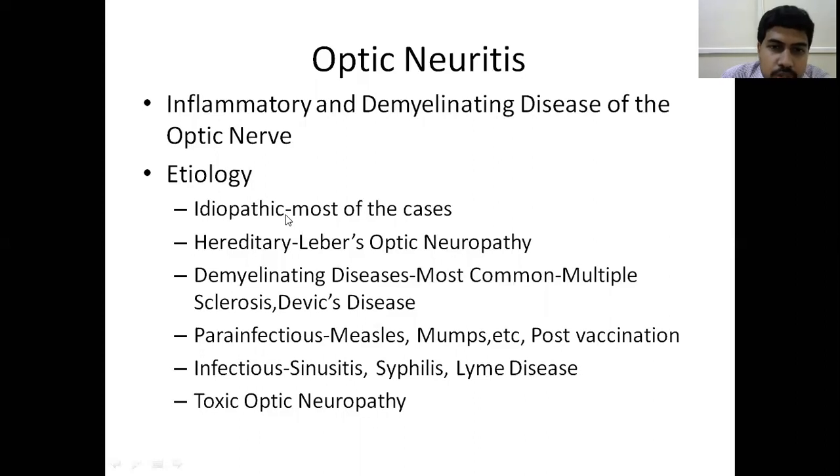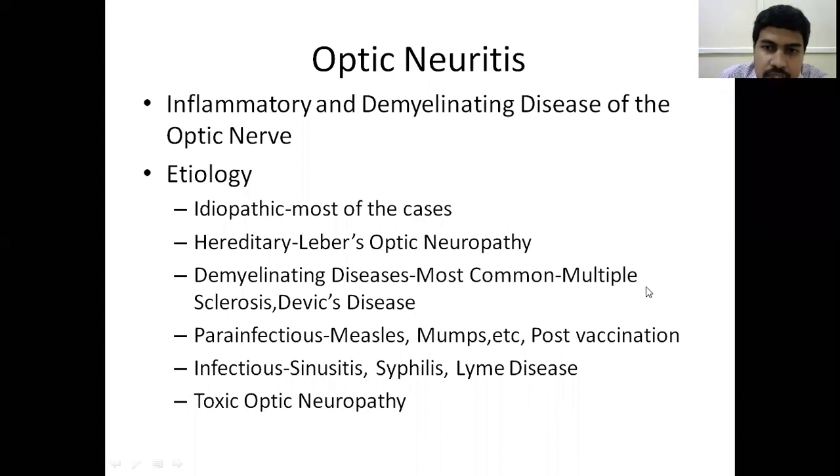Idiopathic, cause is unknown in most of the cases. It could be hereditary, like in Leber's optic neuropathy. That condition we will deal with in detail later on in the slides. Demyelinating diseases like multiple sclerosis and Devic's disease. Devic's disease is also known as neuromyelitis optica.